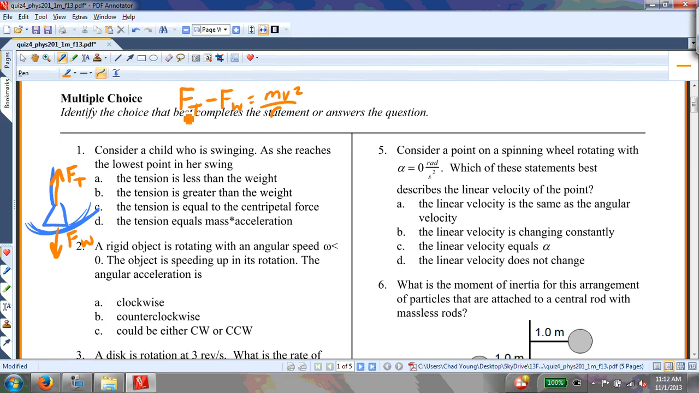And so let's see, most of these are about the tension, so let's just solve this for tension. Ft is equal to Fw plus mv squared over r. So that means that the tension is going to equal the weight plus this mass times the centripetal acceleration.